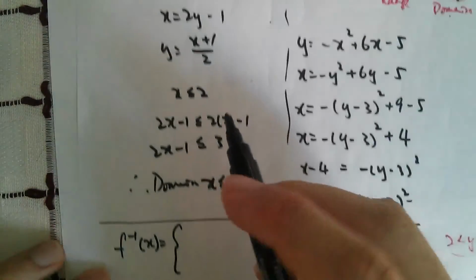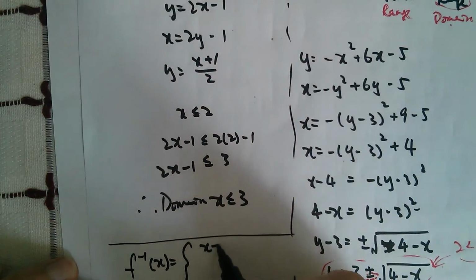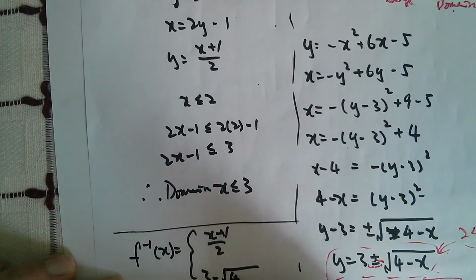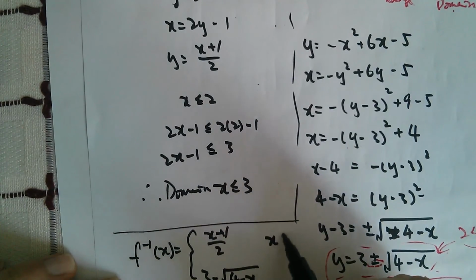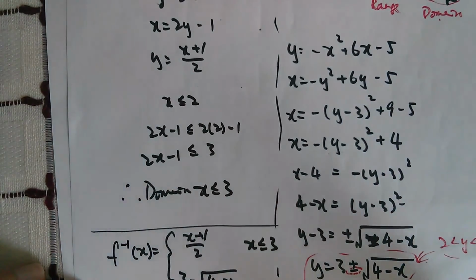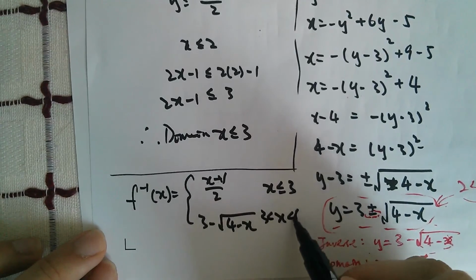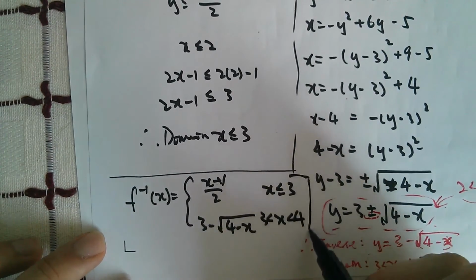So the inverse has two parts. The first part is this. The second part is this. This is when x is smaller than 3. The other one is when x is between 3 to 4.